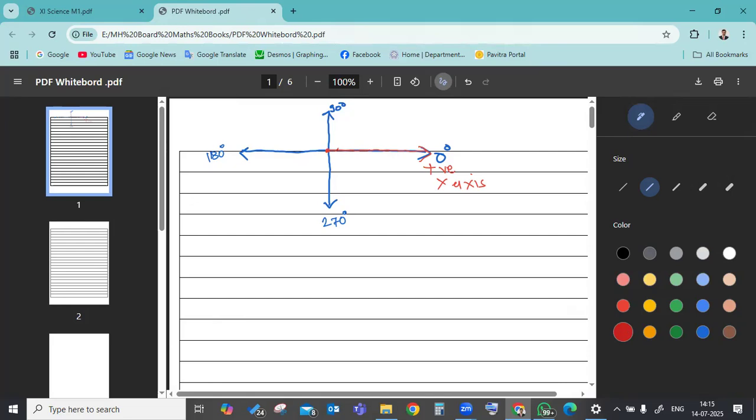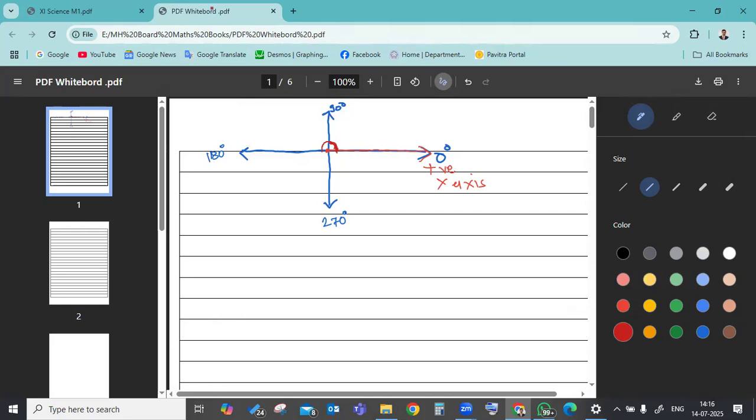Okay. Now see here, 90 degree. We have rotated the terminal arm to acquire the position of the y-axis. Again, we rotated by 90 degree to acquire the position of the negative x-axis. So in 180 degree angle, the terminal arm will coincide with the negative x-axis.